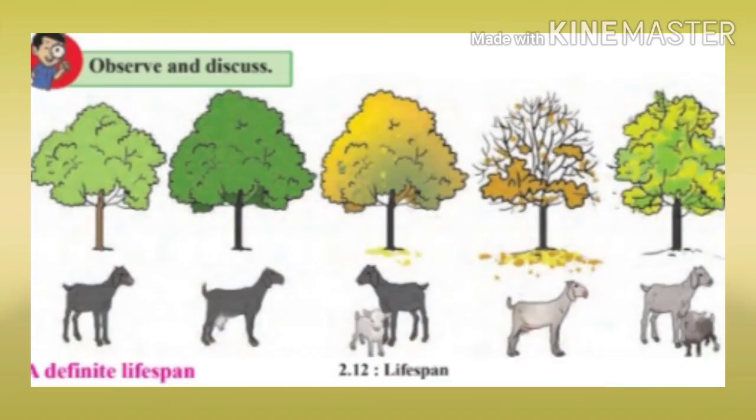Observe and discuss: a definite lifespan. At a certain stage of life, living things become capable of reproduction. After the reproduction stage, their organs become weak and still later, their life comes to an end. In other words, living things die. The lifespans of different animals and plants are different.